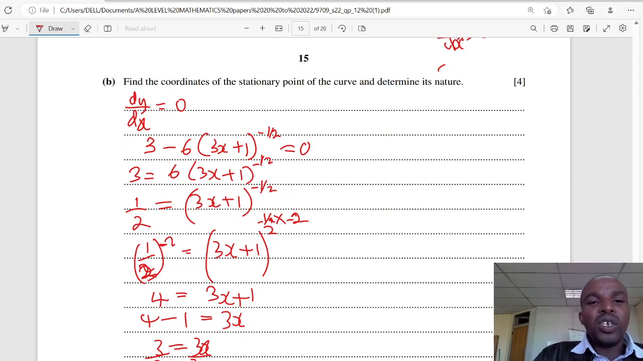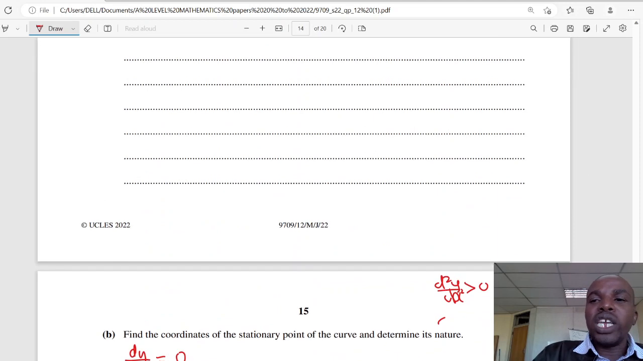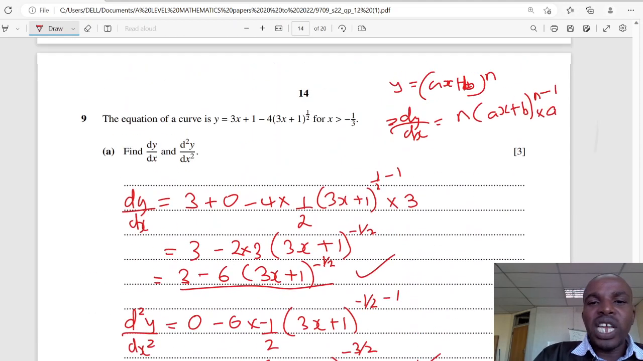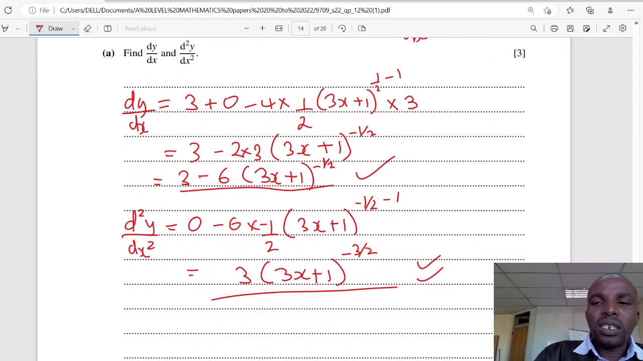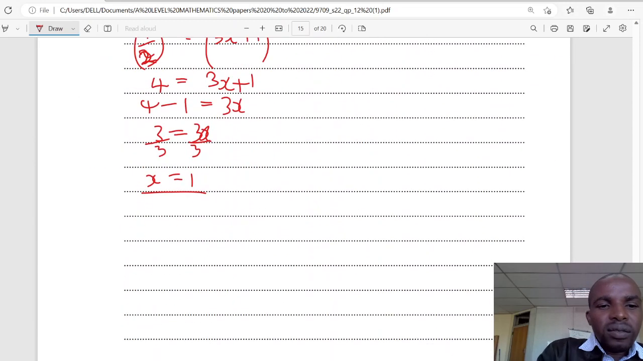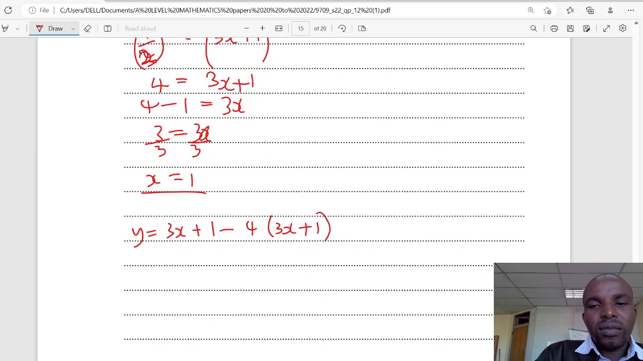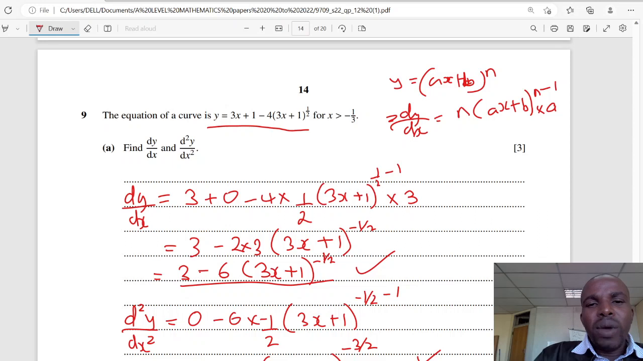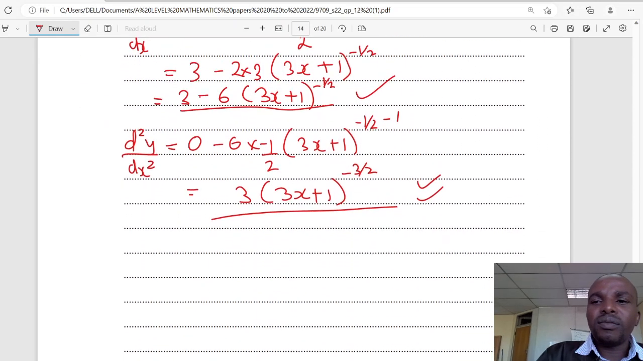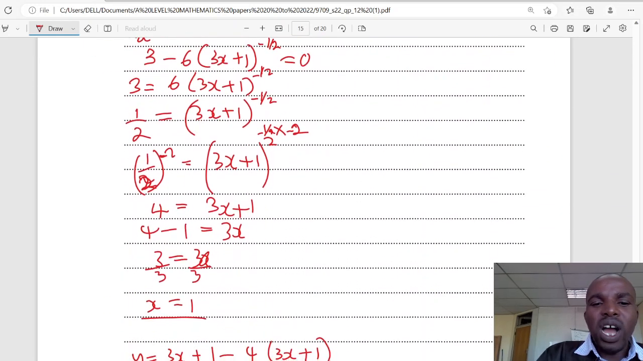What about y? On y now, you use the equation of the curve. Please take note. Use the equation of the curve, which is this one. Y equals 3x plus 1, let me check again, minus 4 times 3x plus 1 to the power half.